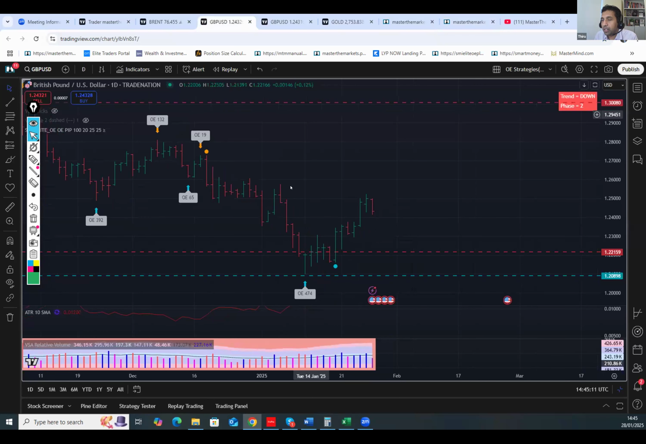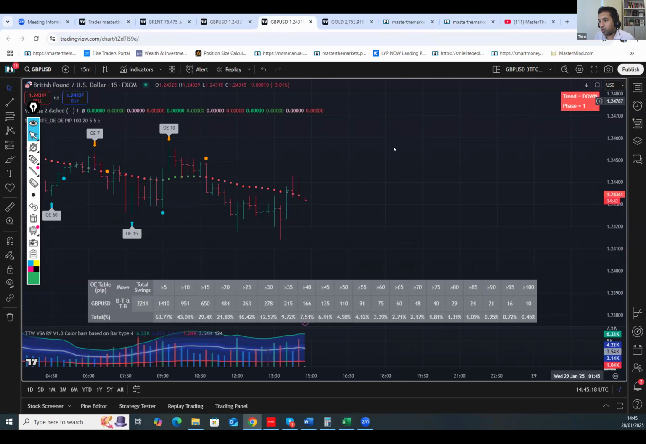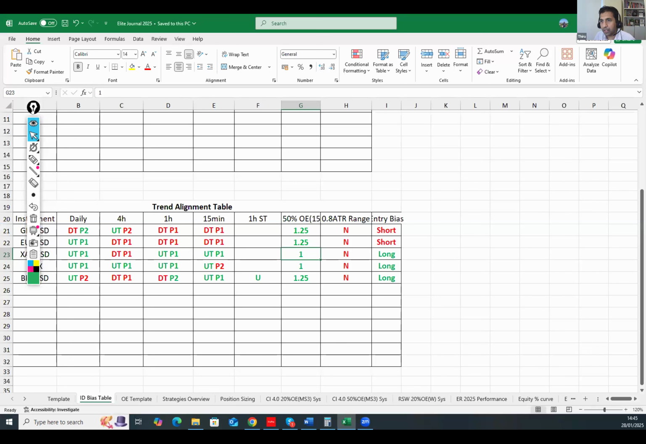So let's take a look at some strategies that are setting up at the moment. I was taking a look at the 15-minute time frame. We've got a downtrend phase 1 on GBP USD. I'm also going to show you gold and DAX, and then I'm going to pass it on to Gavin after that.